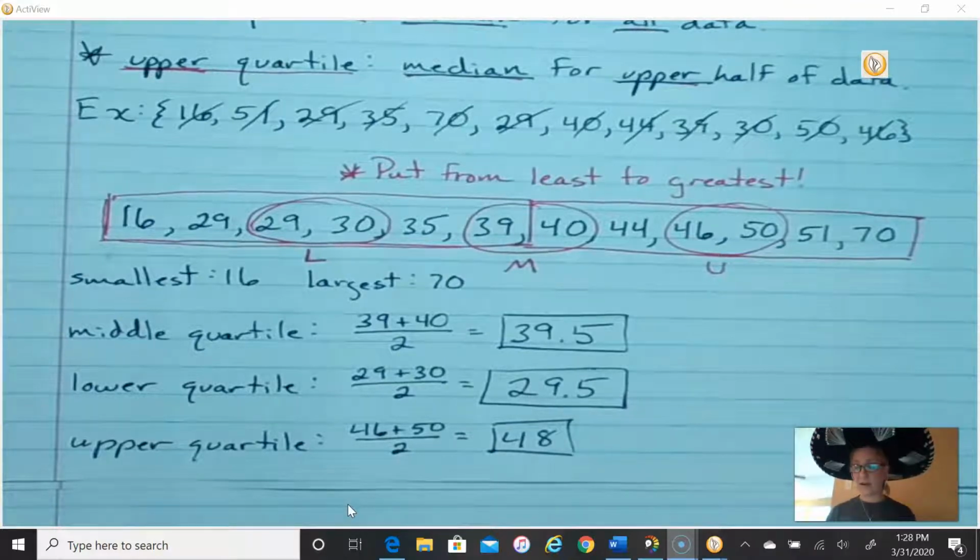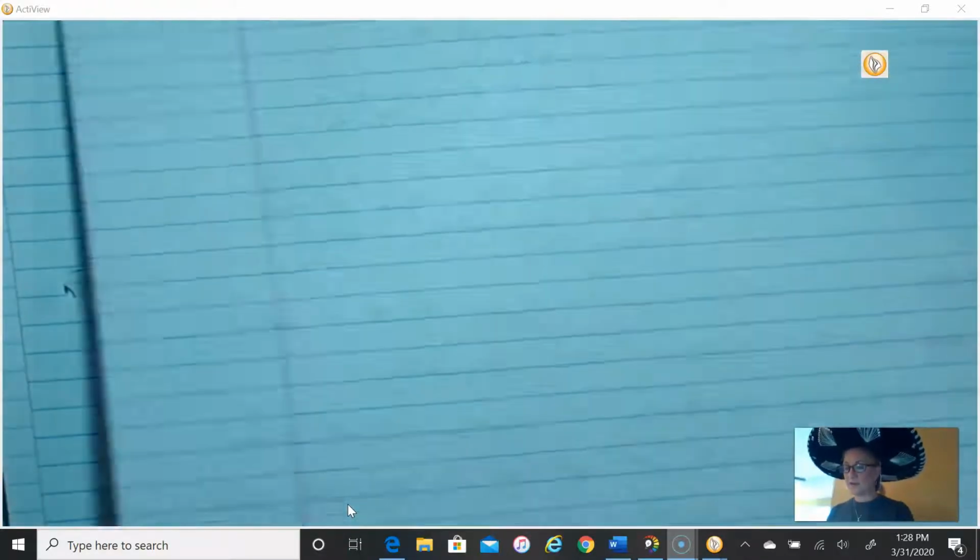Okay, so that is how you do a box and whisker. There's more. We have to draw it. If that was confusing, rewind that part of the video and watch it again.